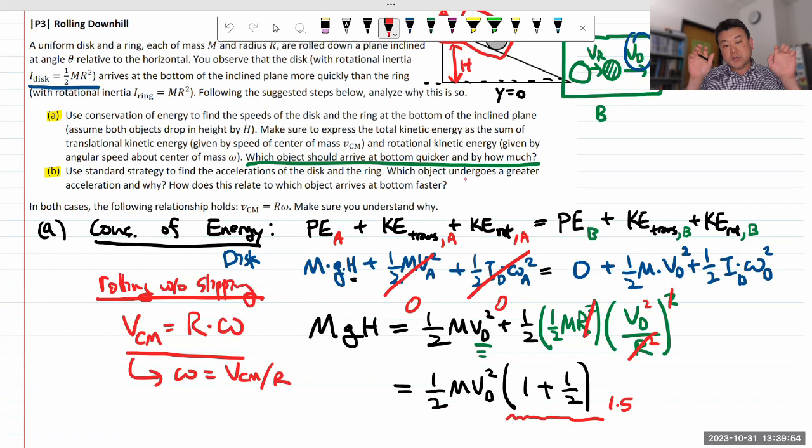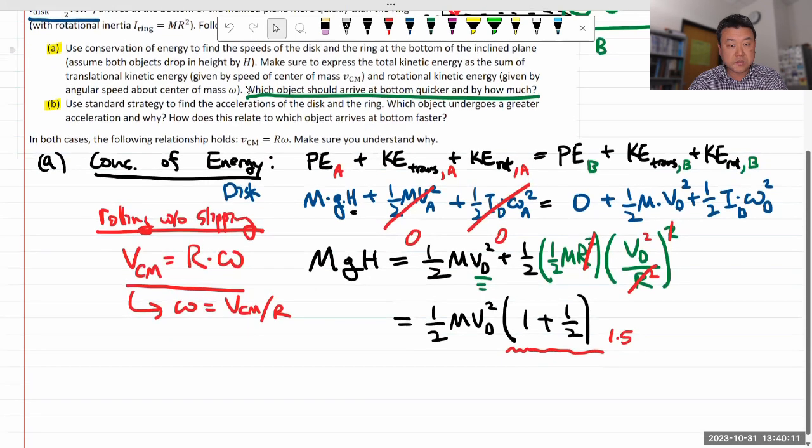So it makes the cost of kinetic energy higher, because when it's rolling in addition to moving translationally, then there's more kinetic energy involved in that same motion, or motion of the same speed. So let me solve it for Vd. I think that's going to help me answer that question, which object should arrive at the bottom quicker and by how much.